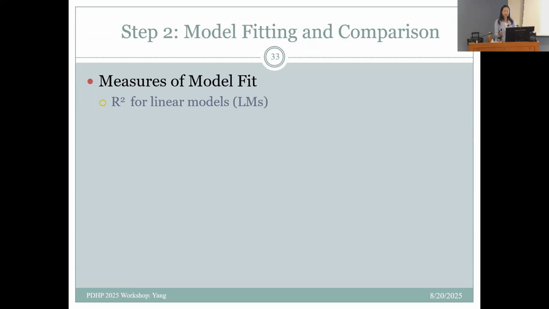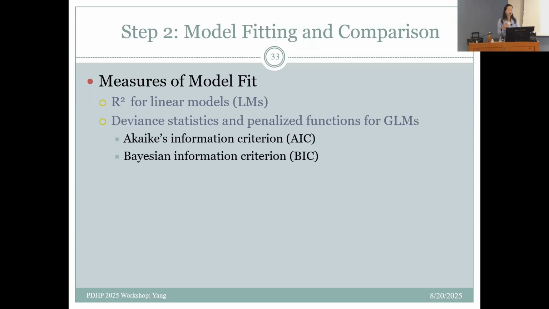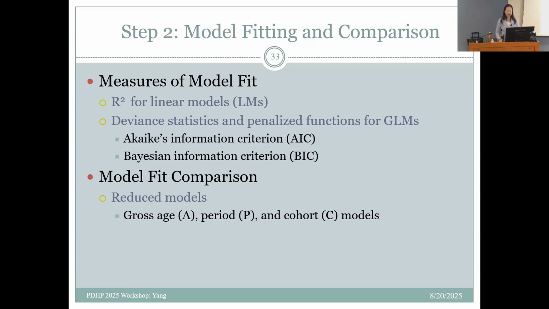The purpose here is to fit different models to find out which model best summarizes the data. We can compare measures of model fit in various ways for different models: R-square for linear models. Most often we use likelihood ratio statistics or deviance statistics to get penalized functions for generalized linear models, using AIC or BIC. And then exactly what models we fit: we can first estimate reduced models. By reduced models, I mean single factor models, just gross age, gross period, gross cohort models, or reduced 2-factor models, AP, AC, and PC.